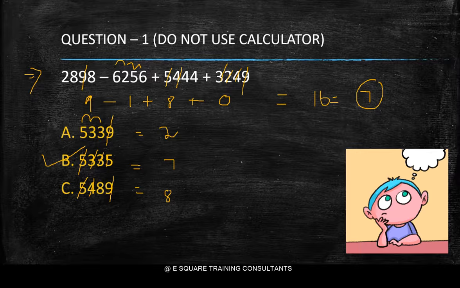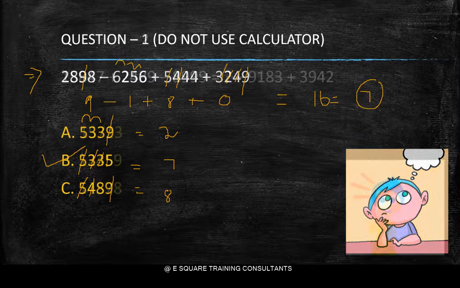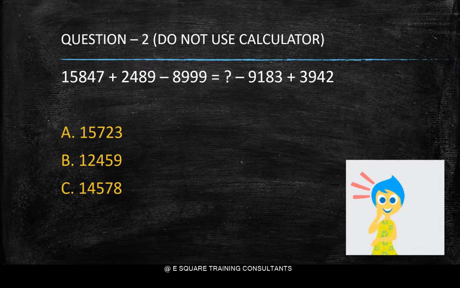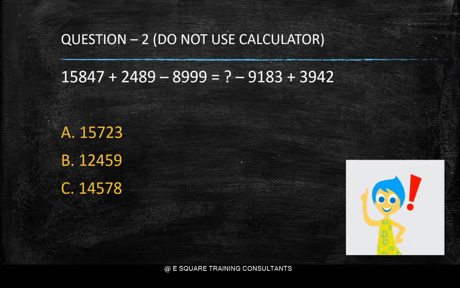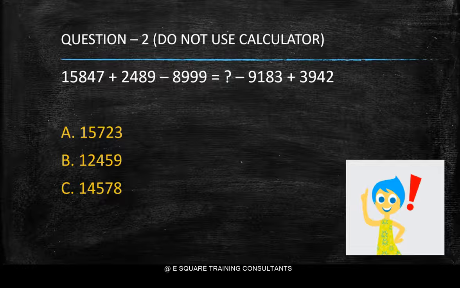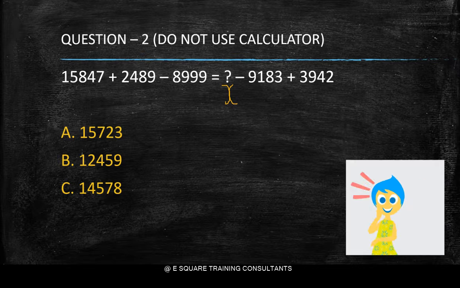So without actually calculating, without actually adding or subtracting, we've got the answer. If you are familiar with digital roots, you can easily solve this in less than 3 seconds. Let me go to the next example. Here the example is 15,847 plus 2489 minus 8,999 will be equal to some number. We can just replace this question mark with x, minus 9183 plus 3942.